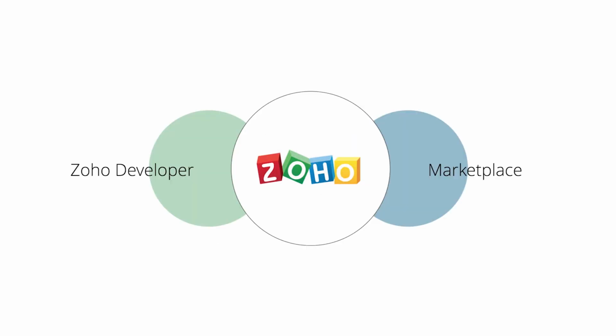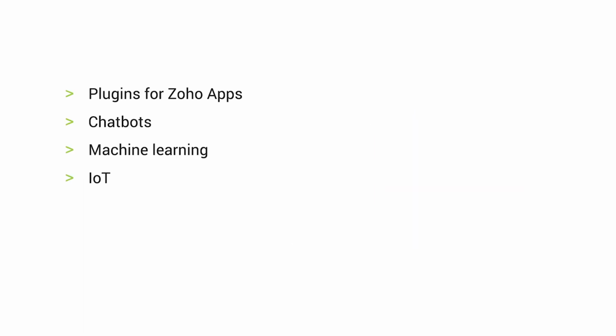So this is a small Venn representation of Zoho, the developer tools that we have in the marketplace. So what exactly can you build on top of Zoho? Like I told you, we have an infinite number of possibilities. But just to drill down a little deeper, you can build plugins for Zoho apps. You can build chatbots. You can create chatbots that make the interaction between a person and a software a lot more interactive.